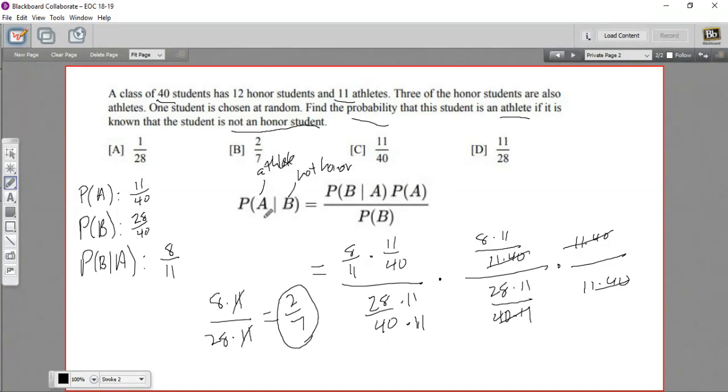So the probability of being an athlete, if you're not an honor student, if it's given that you're not an honor student, is 2/7. We're going to do a couple more problems like this, but I'm going to put them in separate videos, so stay tuned.